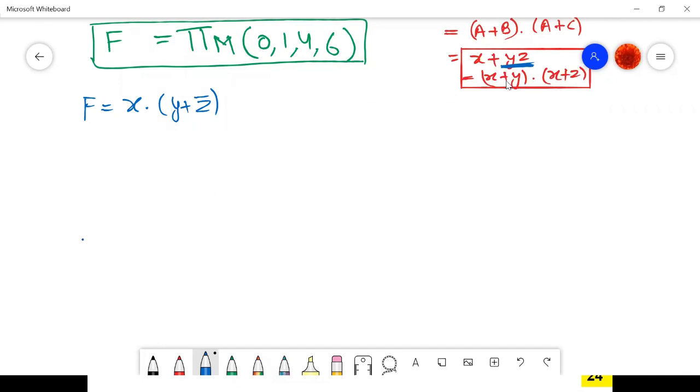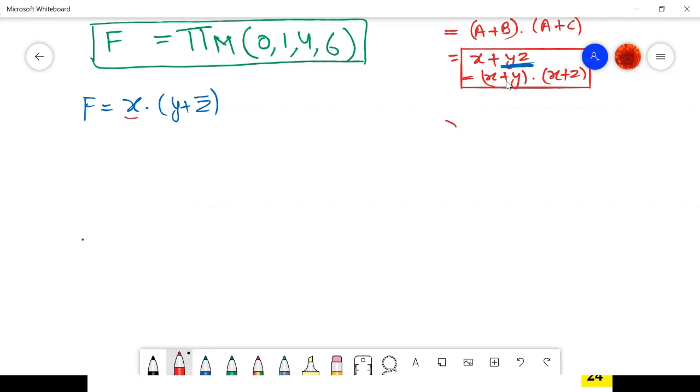Which form is this? This is basically POS form, but which POS? Standard POS, not the canonical one, right? So we'll say it is basically POS form. Okay, and now there are two sum terms. Girls, we can also consider this one as a sum term.